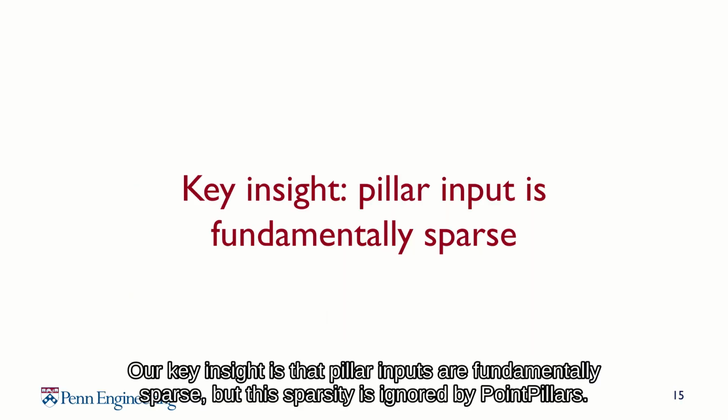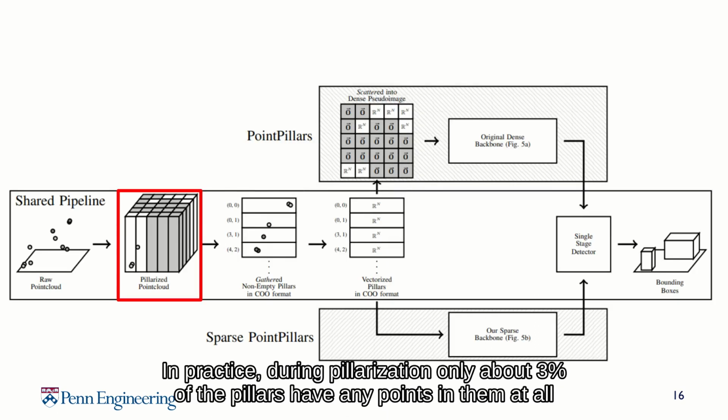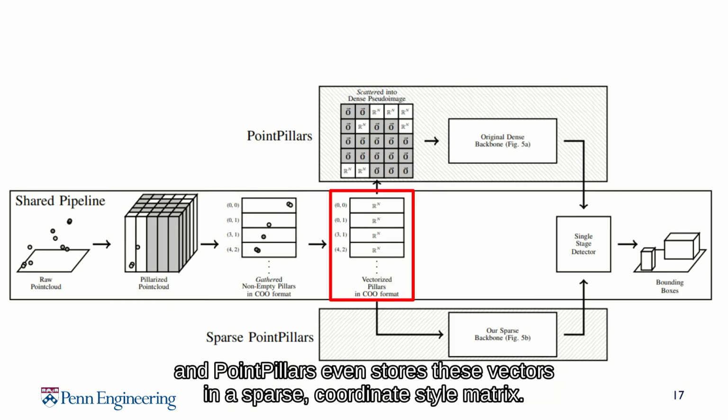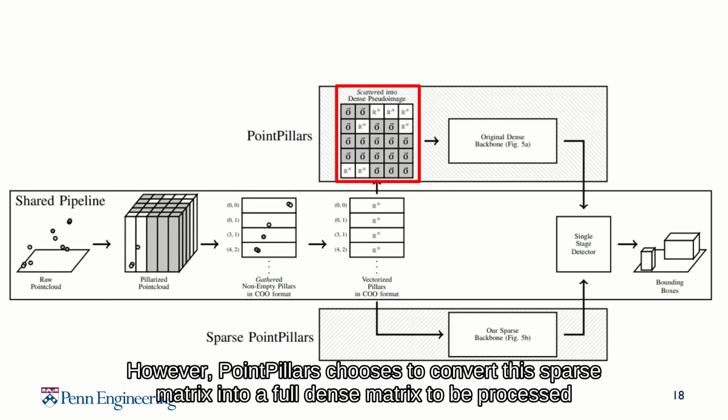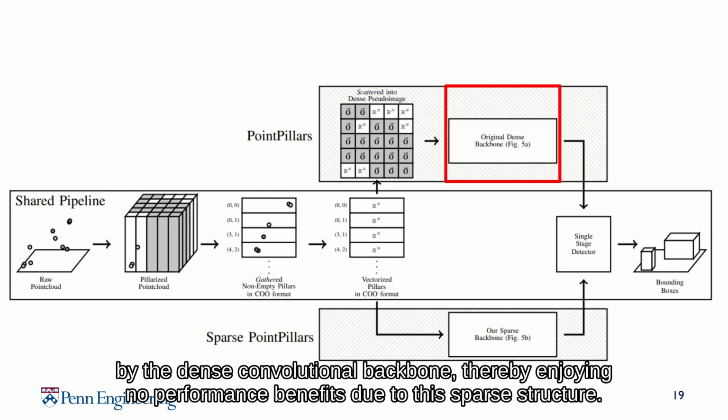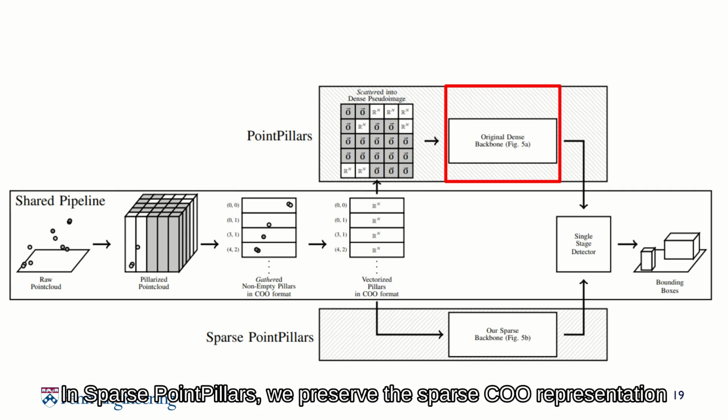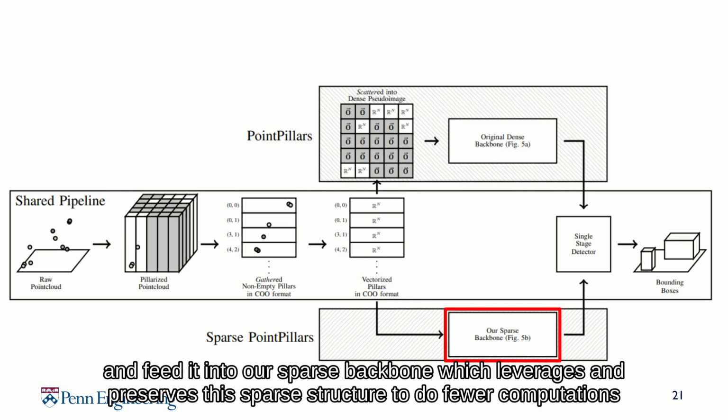Our key insight is that pillar inputs are fundamentally sparse, but this sparsity is ignored by PointPillars. In practice, during pillarization, only about 3% of the pillars have any points in them at all, and PointPillars even stores these vectors in a sparse coordinate-style matrix. However, PointPillars chooses to convert this sparse matrix into a full dense matrix to be processed by the dense convolutional backbone, thereby enjoying no performance benefits due to this sparse structure. In Sparse PointPillars, we preserve the sparse COO representation and feed it into our sparse backbone, which leverages and preserves this sparse structure to do fewer computations.